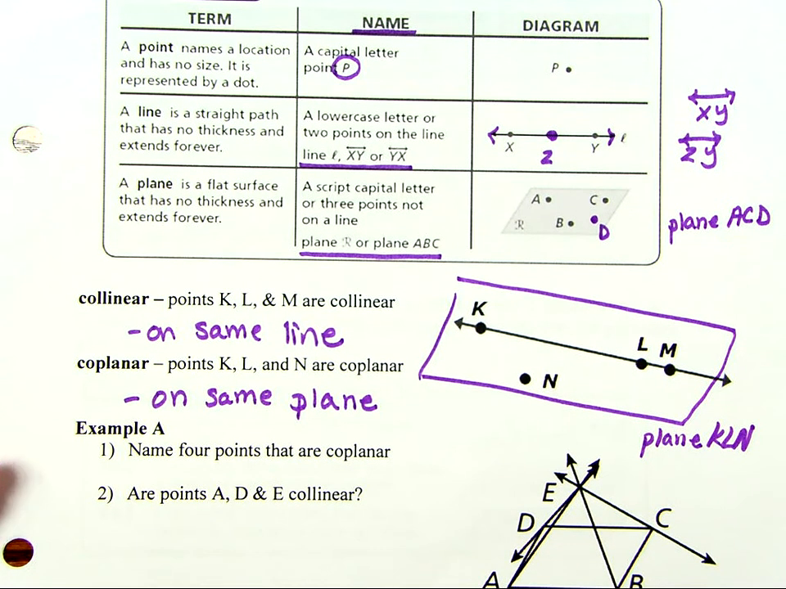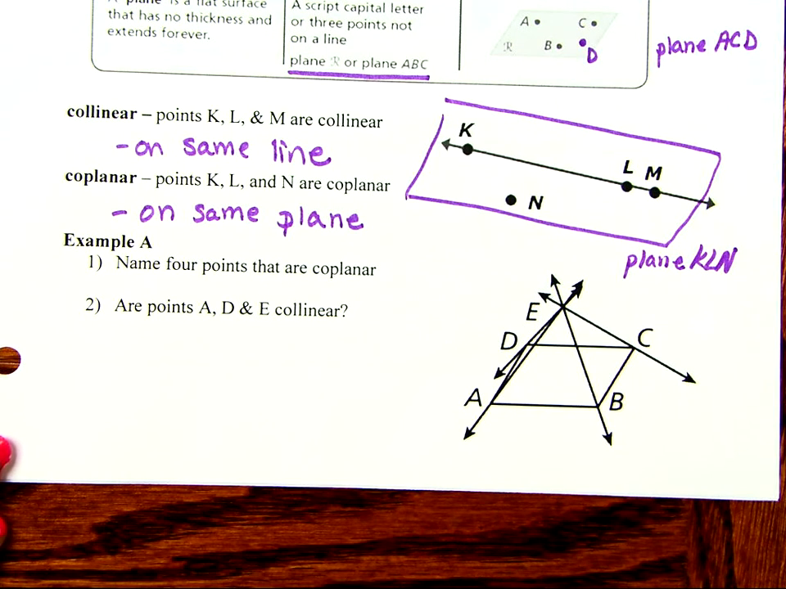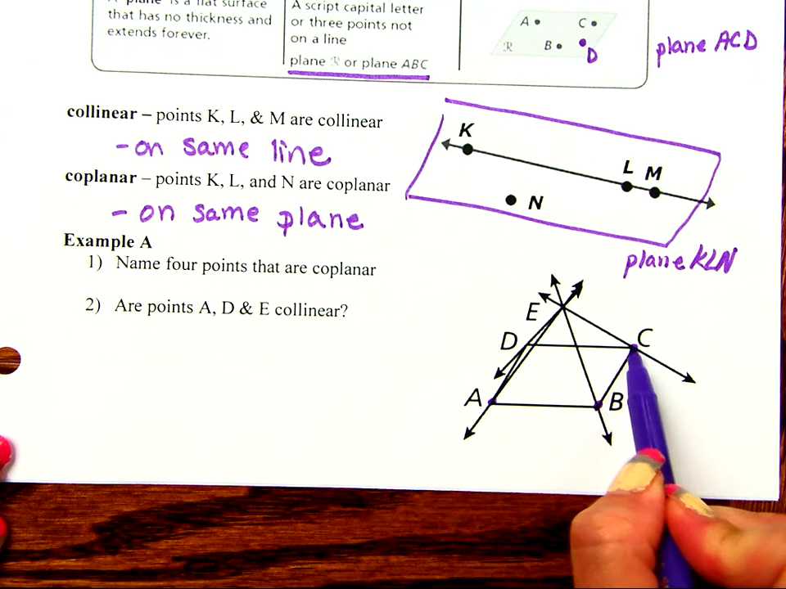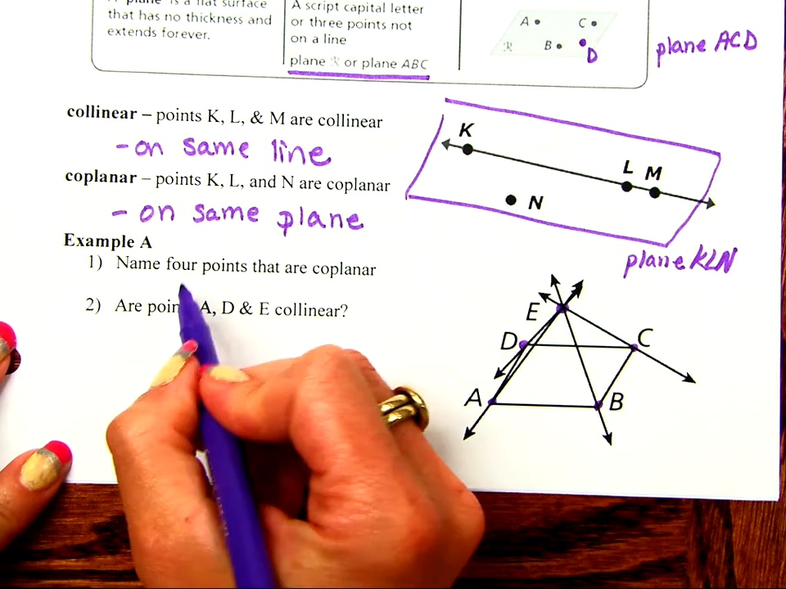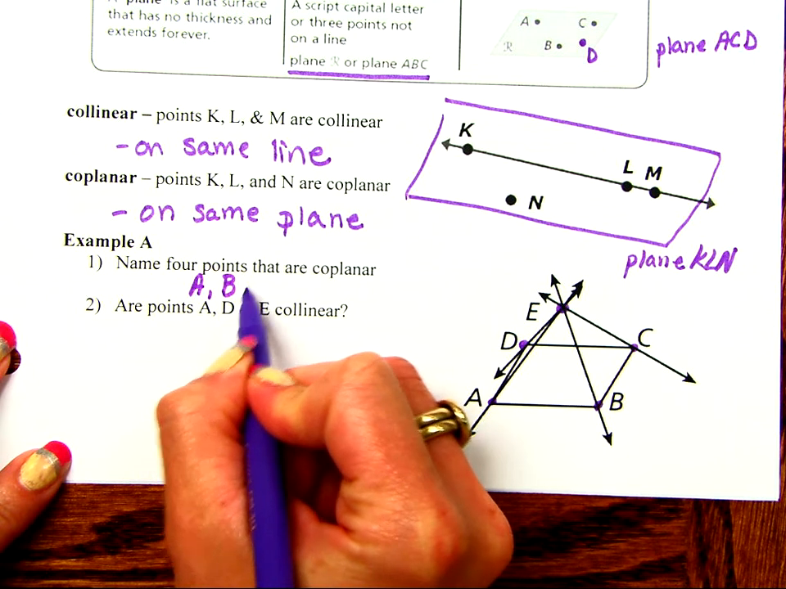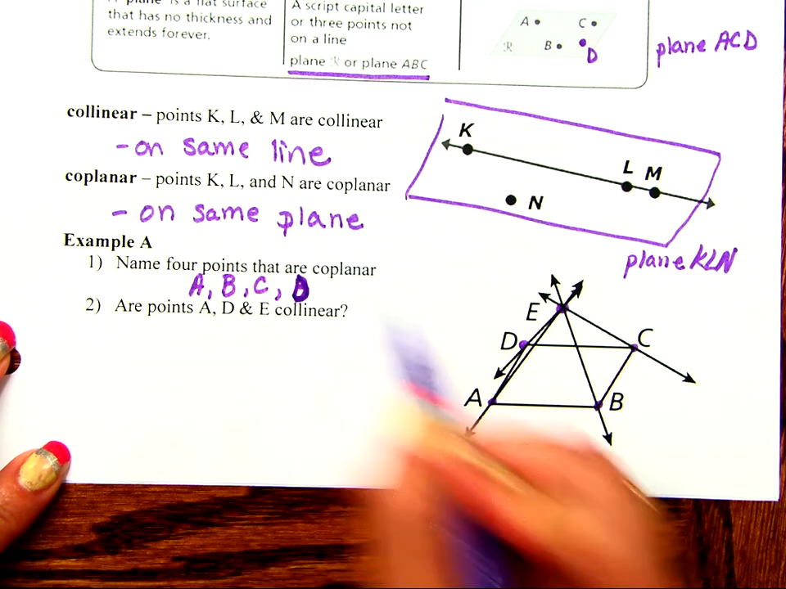In example A, we are trying to decide if we could name 4 points that are coplanar. Well, when I look at my example here, any 4 points that are on the same plane, I can see I'm going to have to use what I'm going to call the bottom of that triangular pyramid. So the points A, B, C, and D, and I'm just going to list them as capital letters with commas in between. A, B, C, and D.